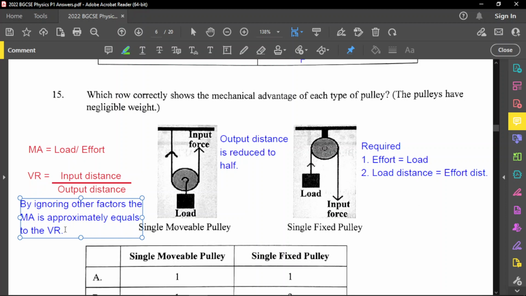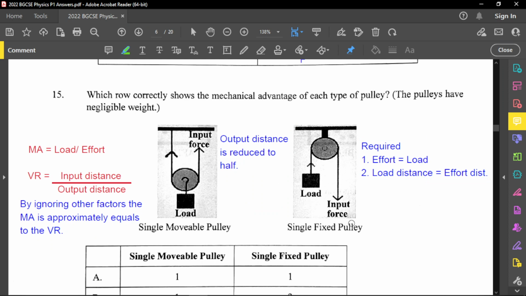It said by ignoring other factors, the mechanical advantage is approximately equal to the velocity ratio. So this gives you an idea of the mechanical advantage if you know the velocity ratio. Just to make a note on the first diagram, which is a single movable pulley, the output distance is reduced by about half. Because if you notice, by pulling this, the effort, as a matter of fact, will not move the full distance of the load. So it'll be half that amount.